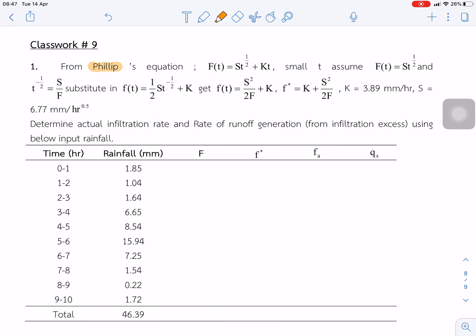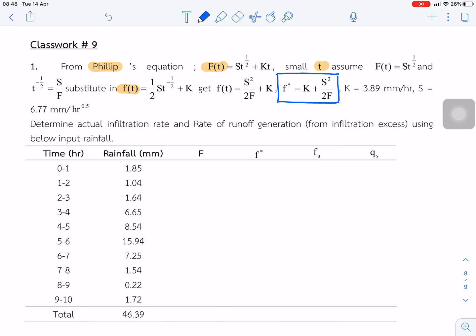From this Phillips equation, we assume that t is small, and we can neglect the kt, the second term, and substitute t in the equation of the infiltration rate. Capital F is the mean accumulated infiltration, but f(t) is the infiltration rate. So we get the equation of F, and we use this to estimate the infiltration capacity. F star, the infiltration capacity, depends on the capital F. If the accumulated infiltration increases, F star will decrease.